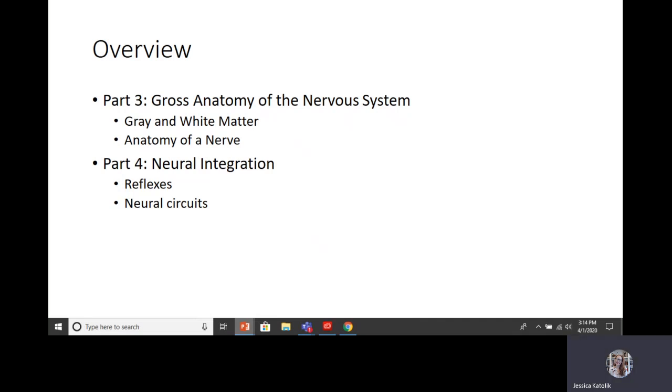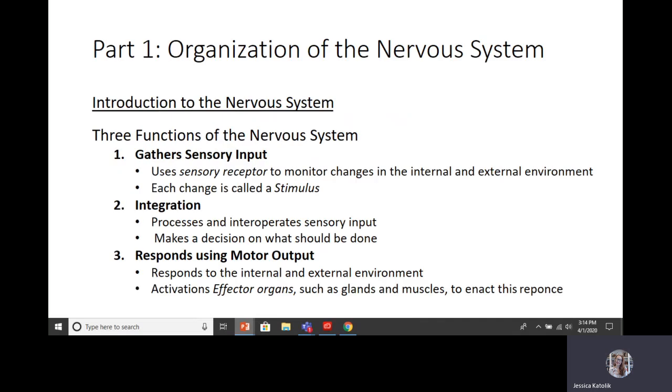All right, so those are going to be our 4 parts and the different videos that you will see for each part. But before I end this video, I want to go over the general functions of the nervous system. The nervous system has 3 major functions: gathering sensory input, integration, and responding using motor output.